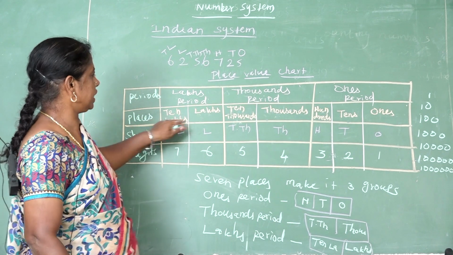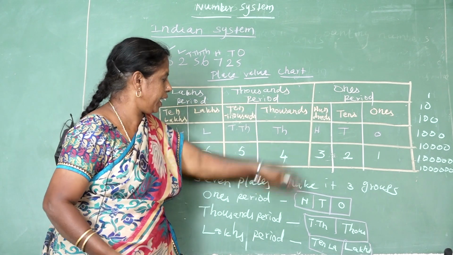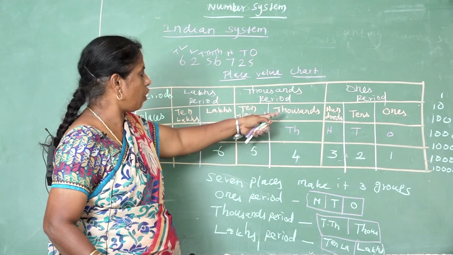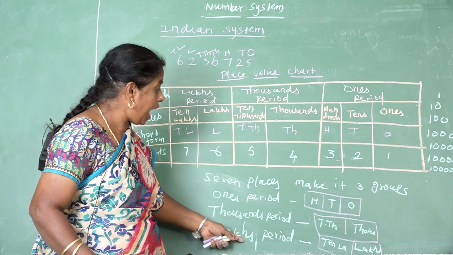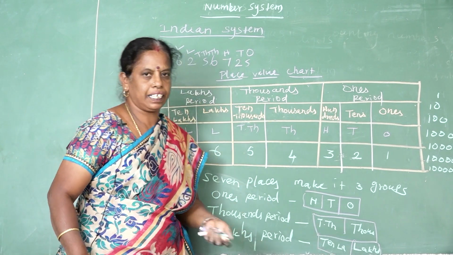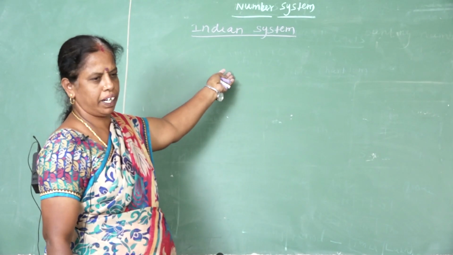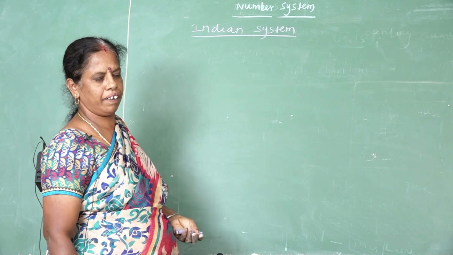Now listen, the 7 places make it 3 groups. What are they? Ones period as ones, tens, hundred. Next, 1000 period as 1000 and 10,000. Lakhs period as lakhs and 10 lakhs. So we see some examples. Now I give some number. You mark it period and write the number name for it.